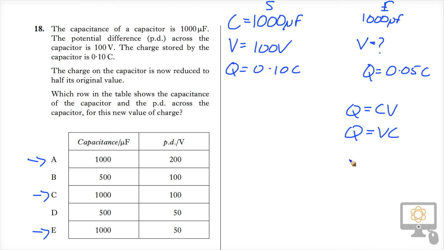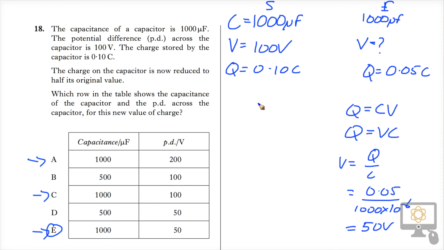So let's rearrange the formula. V is Q divided by C, and therefore we can plug in the numbers, which is 0.05 divided by 1000 microfarads, so it's 1000 times 10 to the minus 6, and that gives us the voltage for this new arrangement of 50 volts. So our answer has to be E.